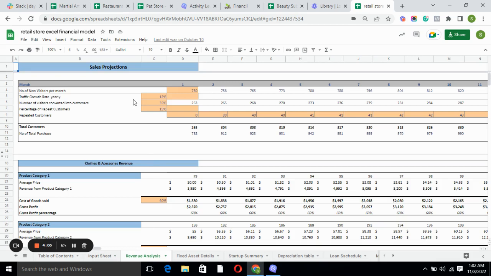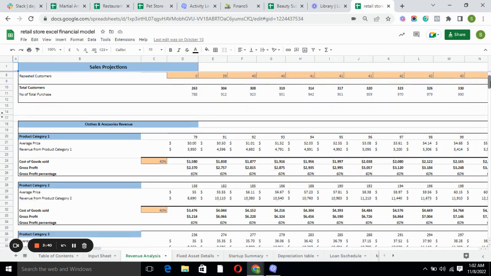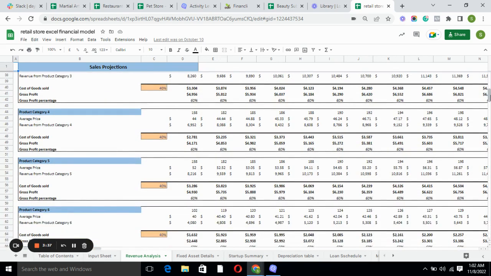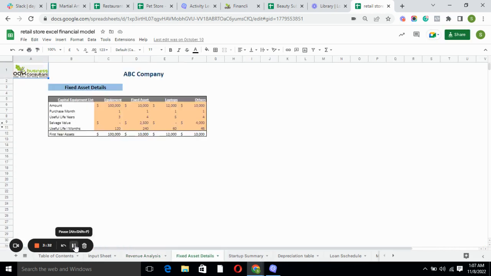Moving forward to the revenue analysis. Revenue analysis basically includes sales projection. In sales projection, we have number of new visitors per month and the number of visitors who are converted in customers and the repeated customers we have. You can say loyal customers we have, and we have product categories, the kind of products we are offering. We calculate the average price, revenue, cost of goods sold for every product individually, and in total we calculate the total revenue and total cost of goods sold. Fixed asset details includes all the basic calculation which are required for the business.